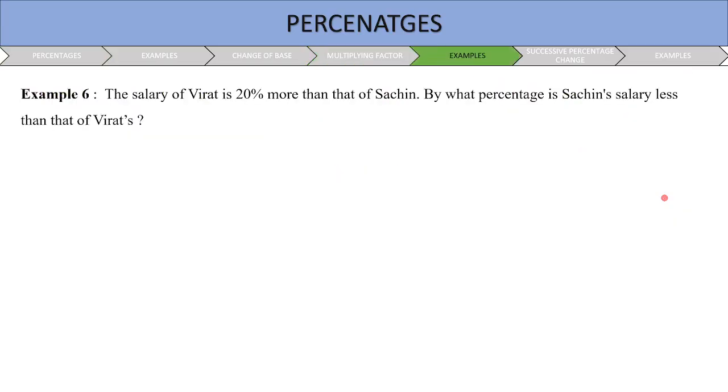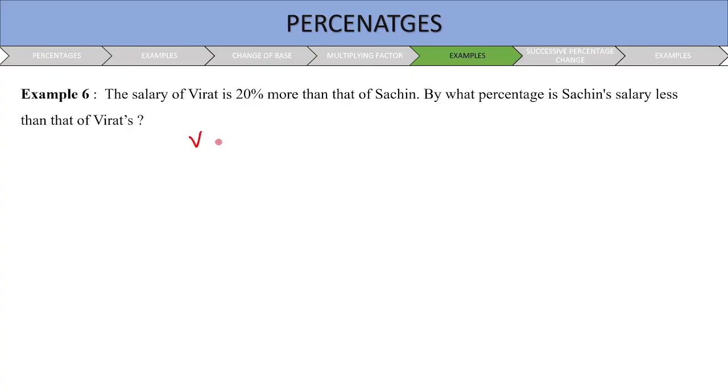Okay. So we will now solve some sums which are related to multiplying factor and the change of base. Before starting it, please guys pause the video for 2 minutes, try the sum by yourself, and then come back to the solution.